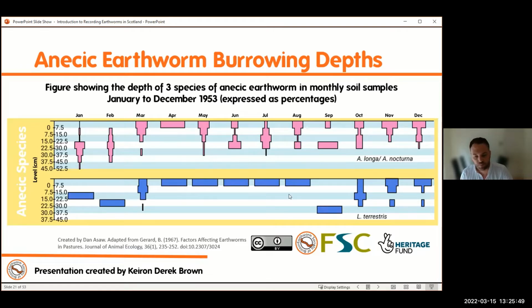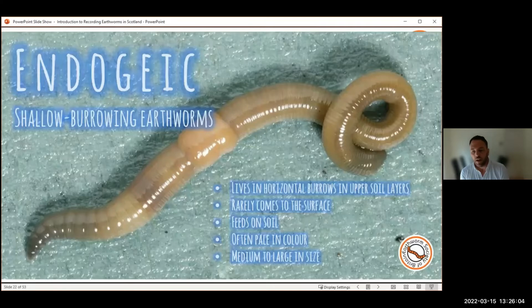But you can see that these are even down past 45 centimeters. So they'll go down a fair distance. I think down to 75 centimeters usually, but Lumbricus terrestris even further down to 2 meters. So the next group we've got are the Endogenic earthworms. These are our shallow burrowing earthworms. So these live in the top layers of the soil.